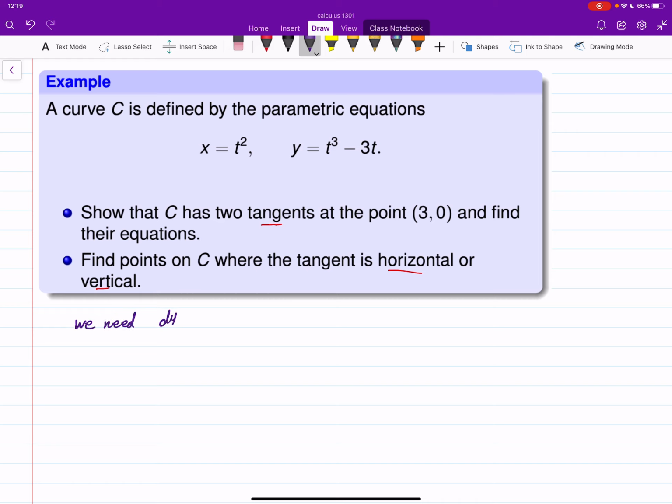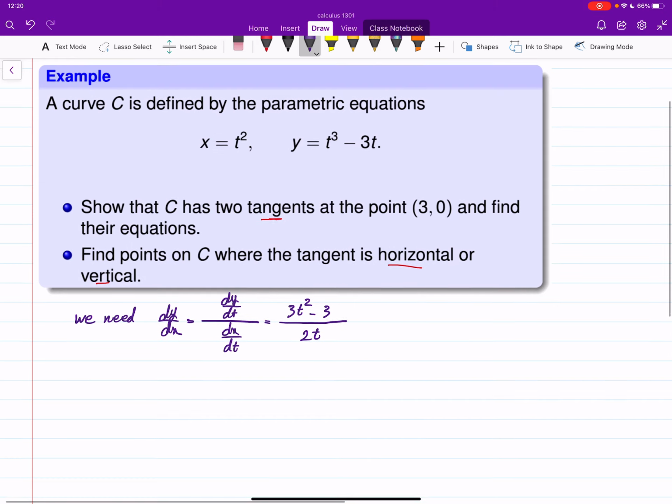dy/dx. And by the fact that we learned before, we know that for parametric equations, to find dy/dx, we need to differentiate y with respect to t. Here it means 3t squared minus 3, divided by the derivative of x with respect to t. This is 2t.